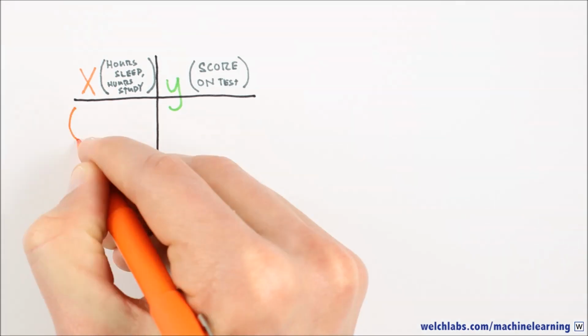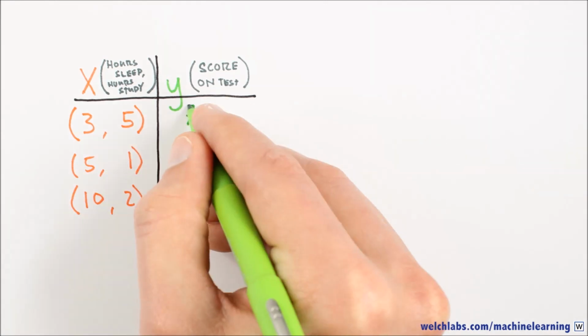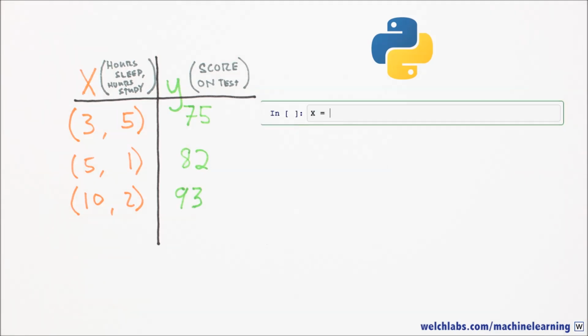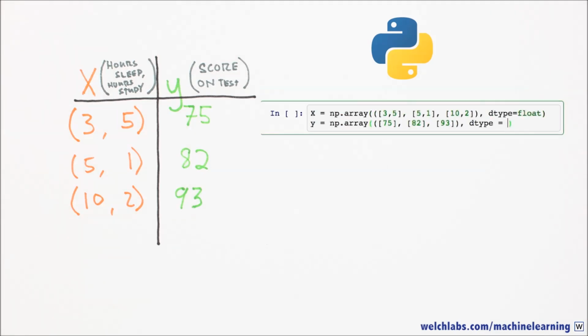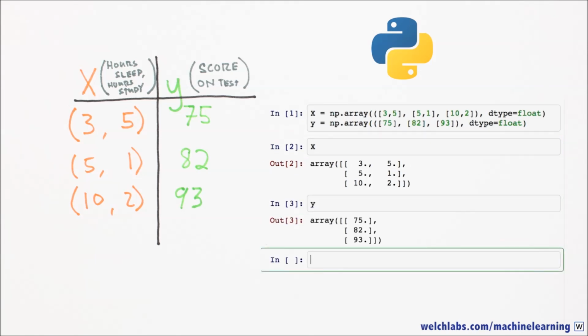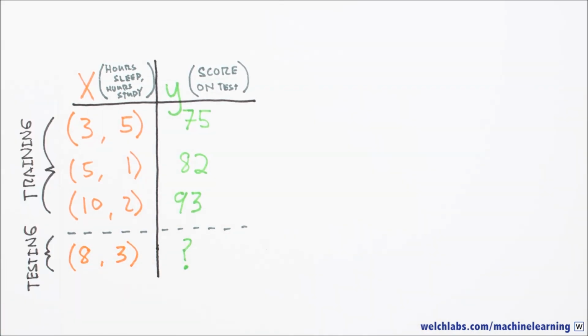Let's say for the last 3 tests, you recorded your number of hours studying, your number of hours sleeping, and your score on the test. We'll use the programming language Python to store our data in 2-dimensional NumPy arrays. Now that we have some data, we're going to use it to train a model to predict how well you will do on your next test based on how many hours you sleep and how many hours you study.